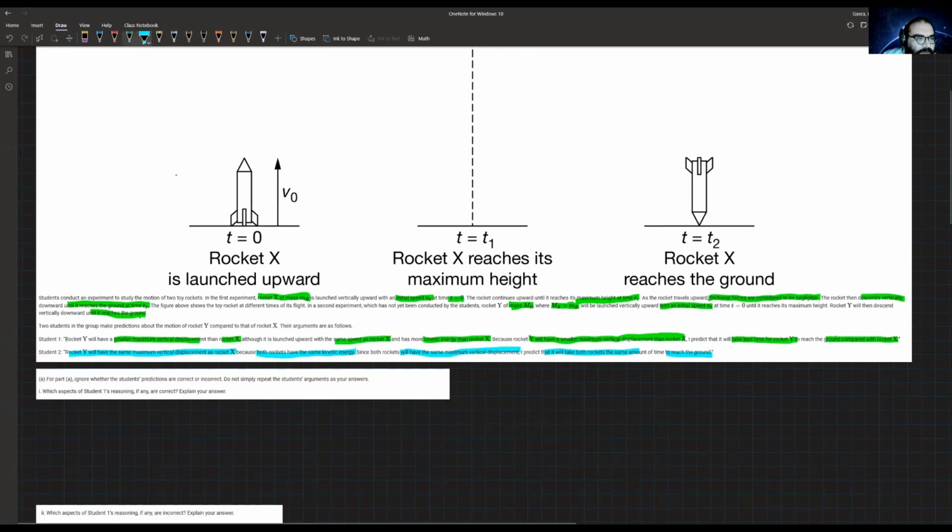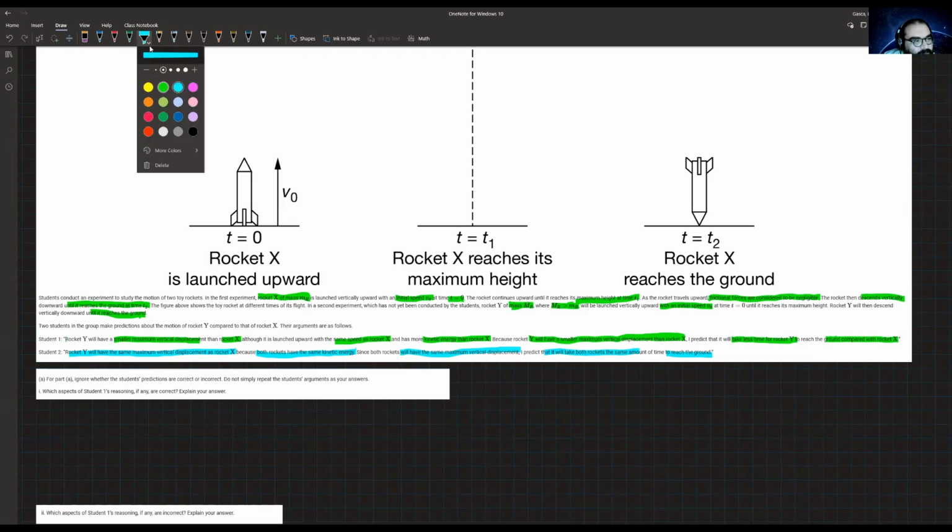For the first part here, for part A, ignore whether the student's predictions are actually correct or incorrect, so don't worry about that right now. And do not simply repeat the student's arguments as your answers, okay? What they want you to do for part A, section 1 is to say which aspects of student 1's reasoning, if any, are correct, and explain your answer. I'll go ahead and change the screen real quick.